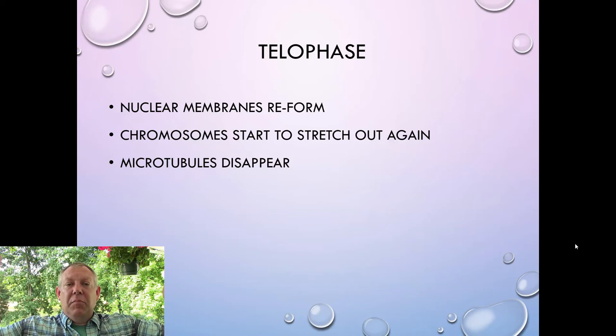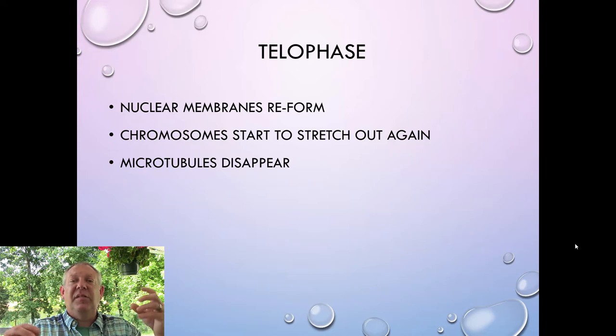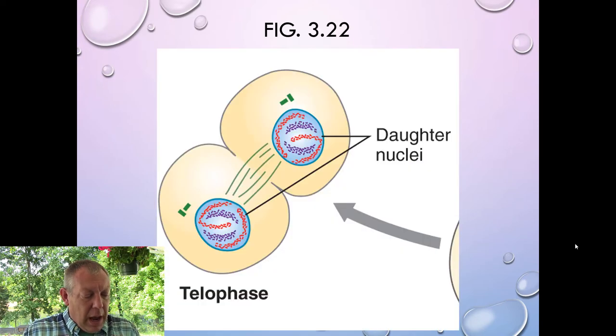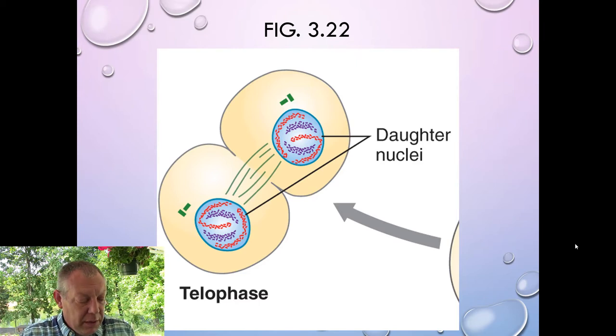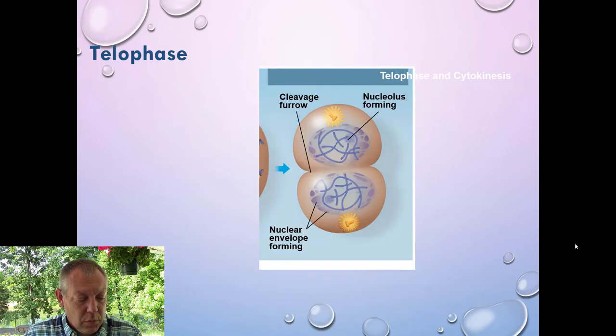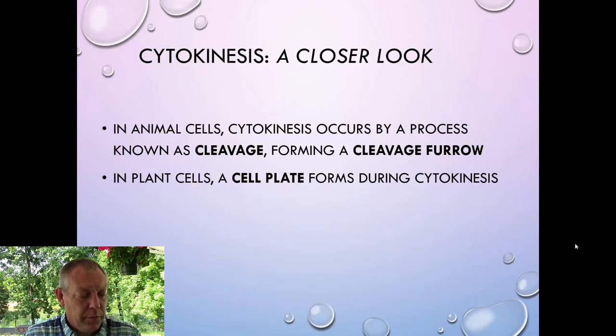So now the nuclear membrane begins to reform on either end. The chromosomes begin to stretch out again. They had been condensed. Now they're starting to stretch out again. And the microtubules disappear. That mitotic spindle starts to disappear. And so that's what they're showing you here. They're showing you that those chromosomes are starting to stretch out, that now you have two nuclei because the nuclear membrane is reforming, and that mitotic spindle is starting to disappear. And then you have cytokinesis.